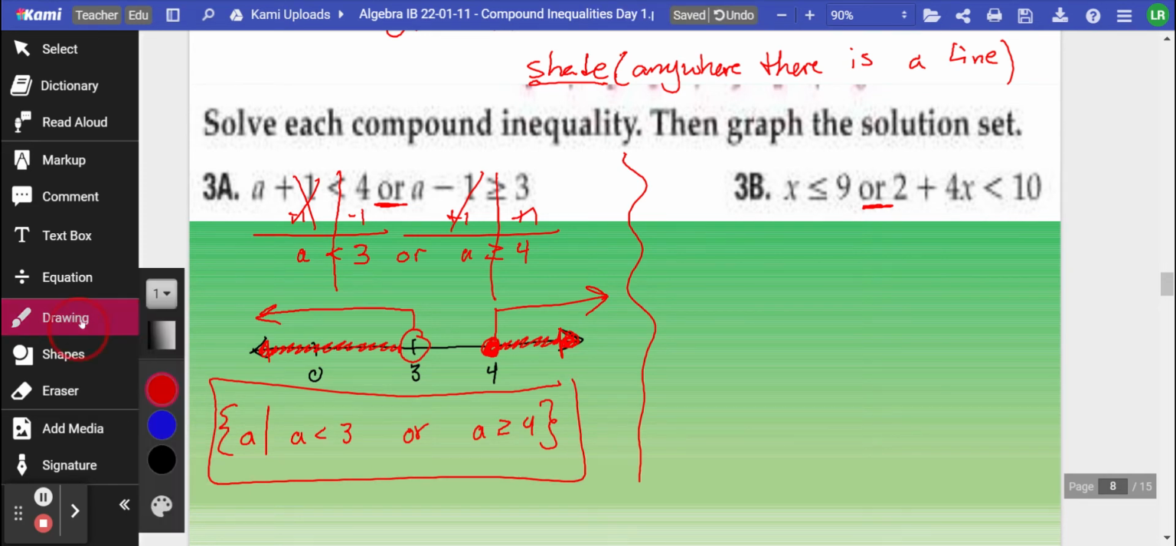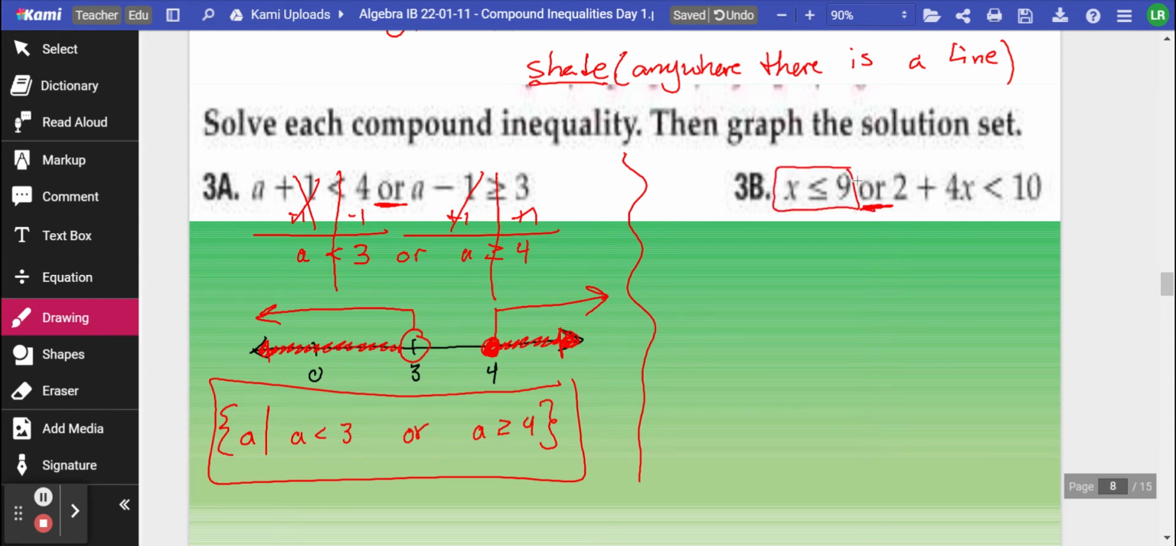Now let's look at the next one. Now again, here's my or statement. So it's breaking up my 2 problems. And this one's kind of crazy. That one's already done. There's nothing to solve. It's already finished for me. X is less than or equal to 9. The second problem here, we need to solve. So we need to minus 2 on both sides. That is 0. Drop it like it's hot. So I get 4x is less than 8. Divide both sides by 4. And x is less than 2.